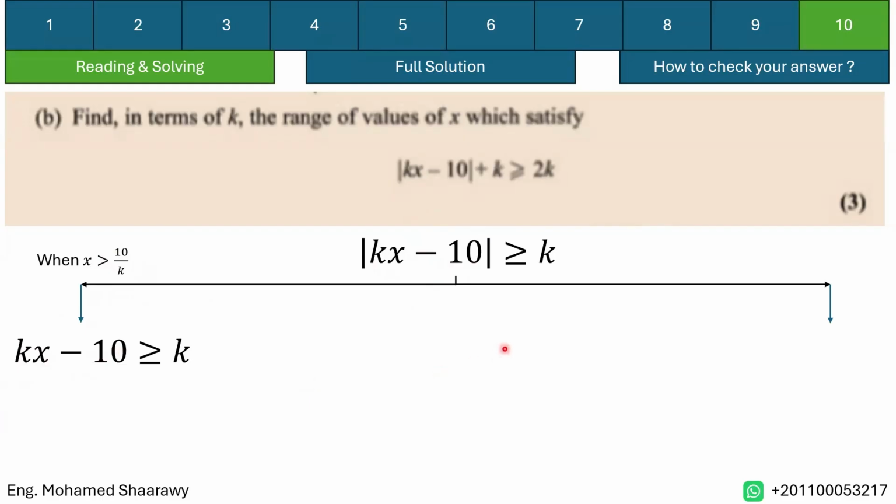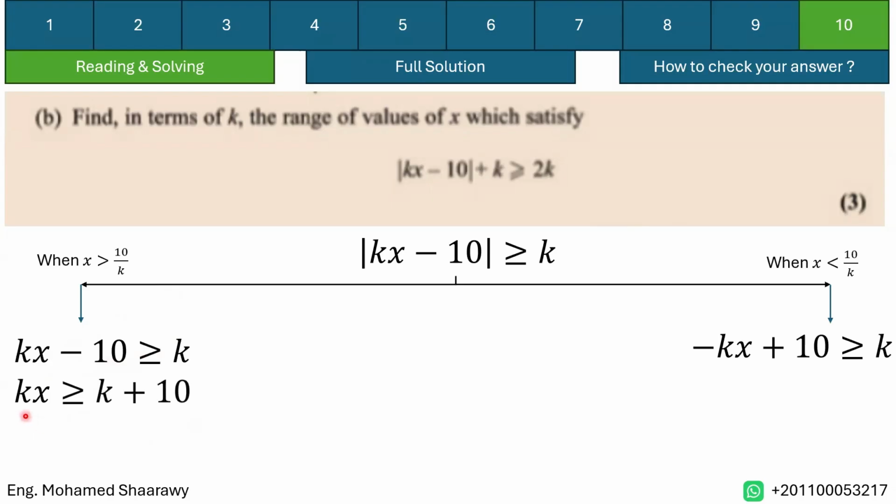The exact opposite thing will happen when I do this. If I put x with a value less than the root of the absolute, if I put x less than 10 over k, the value inside will be negative. So that's why I replaced this one with a negative value. So this kx will be negative kx, and this negative 10 will be a positive 10. And now I can solve these two inequalities simultaneously in their domains. They must satisfy their domains actually. So let me solve this. Add 10 to both sides. And now divide both sides by k.